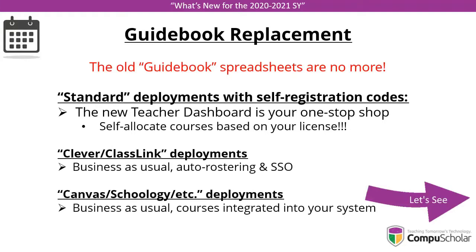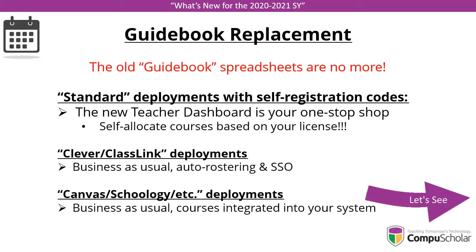If you're using a Clever or ClassLink for automatic rostering and single sign-on, then things will continue to work as normal. You don't need to add your classes yourself because that's done for you by the system. And then if you're in another LMS entirely, such as a Canvas or a Schoology system, then that will also continue to work as normal. The courses will be integrated into your system, and then you are in charge of your own rostering and sign-on and that sort of thing.